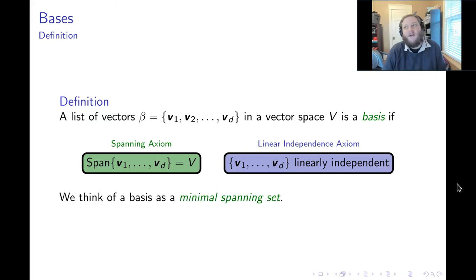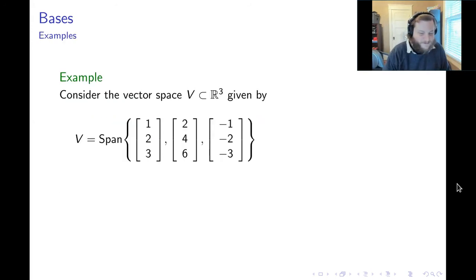And if you want intuition for what bases are, we think of bases as like a minimal spanning set. So the idea is that you might have a big list of vectors that spans your vector space, but you might have dependencies among those vectors in the list. So if you throw out the vectors that depend on the basis vectors, then you get a minimal number of vectors that span your space.